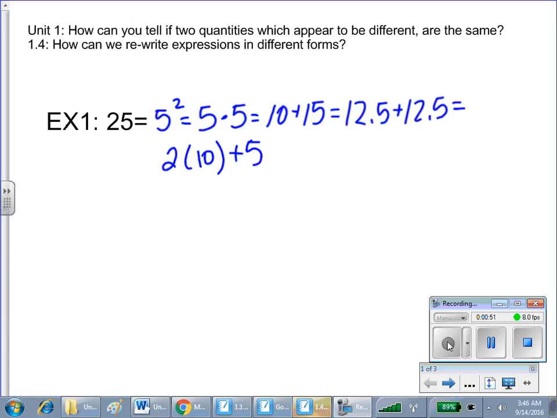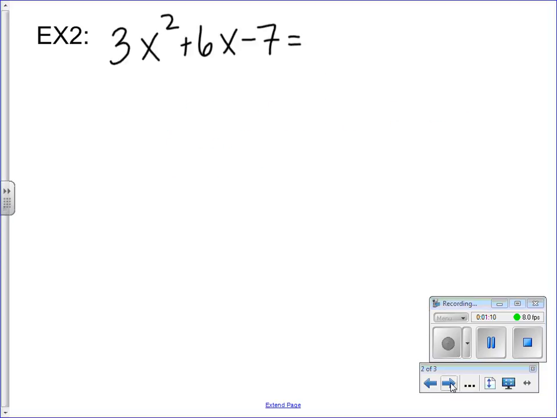So that's what we're going to do today, except we're going to do it with expressions, so not just a whole number like 25. This is important because we're going to talk a lot about seeing structure in expressions and a lot about recognizing when two expressions are equivalent, even though they don't look exactly the same. So let's look at example 2.